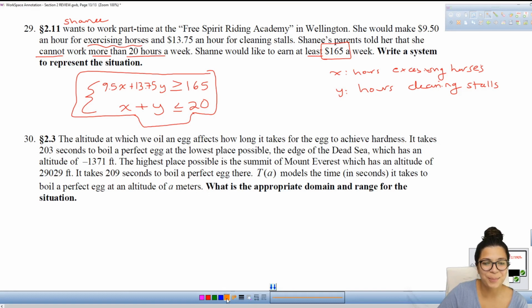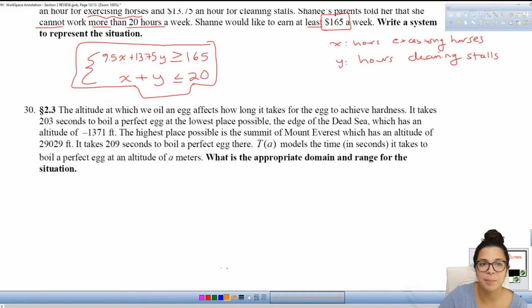Okay, and last problem, number 30. So the altitude at which we boil an egg affects how long it takes for the egg to achieve hardness. Okay, great. I think this must be boil. Couple typos on these last questions. Anyway, the first sentence doesn't even matter anyway. It's just like a little background story.